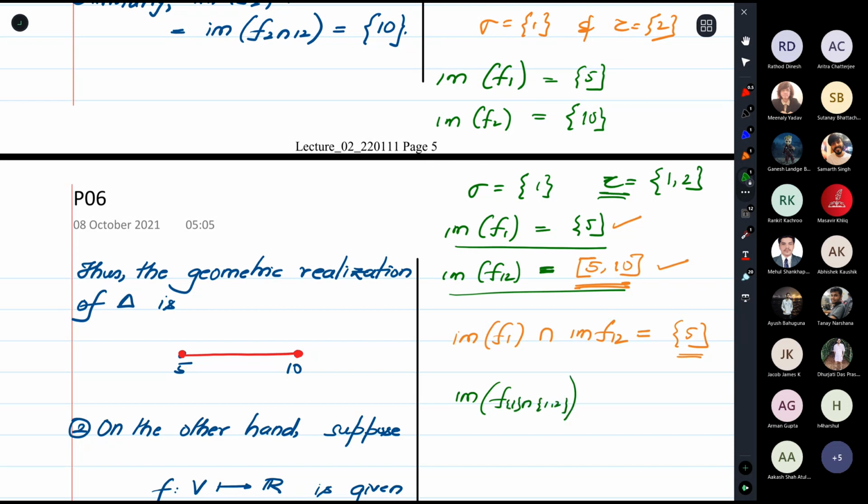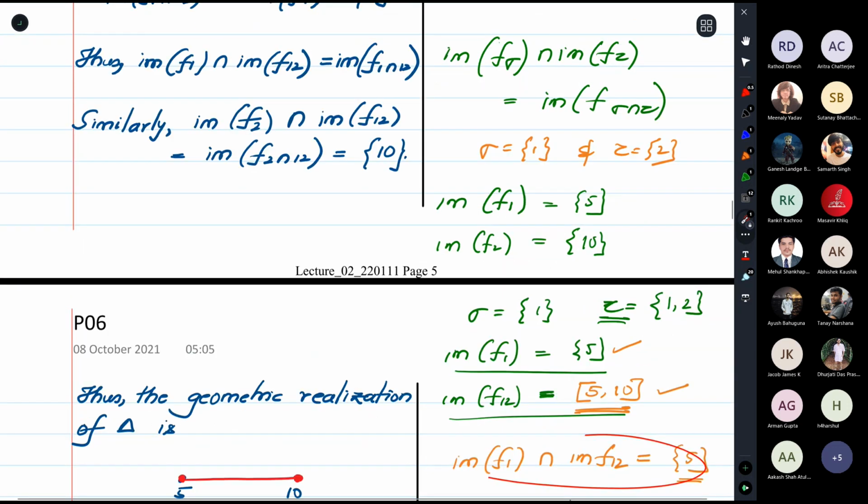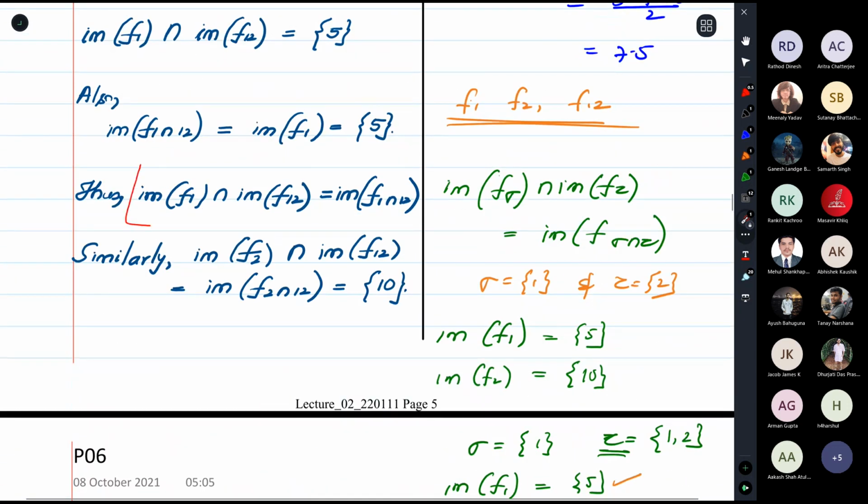So if you take this, then I hope you agree that the intersection of 1 and 1, 2 is precisely f of 1, and the image of f of 1 is again 5. So you can see that these two things also match. Is this okay? So indeed one can conclude that this relationship over here holds true.